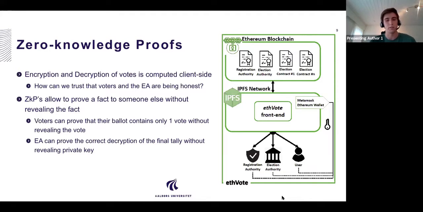So for example, if you encrypt your votes, you have to convince the election authority or the election contract that you only submitted 1 vote. So the vote only contains 1 vote, or else you could just vote 10 times for 1 candidate or for multiple candidates, which is not what we want. So this way, we can prove that the vote is correct without actually revealing what we voted for. And the same goes with the final decryption of the tally by the election authority.